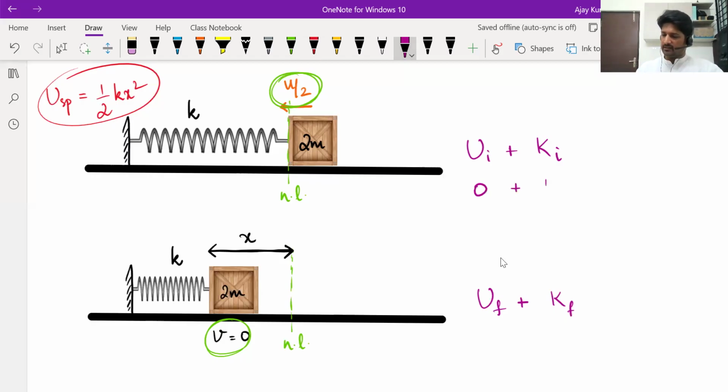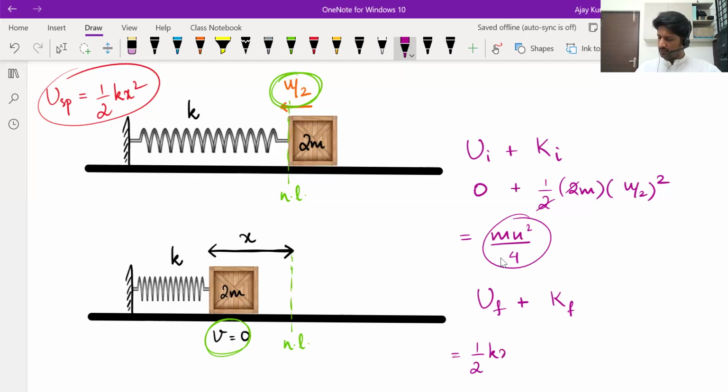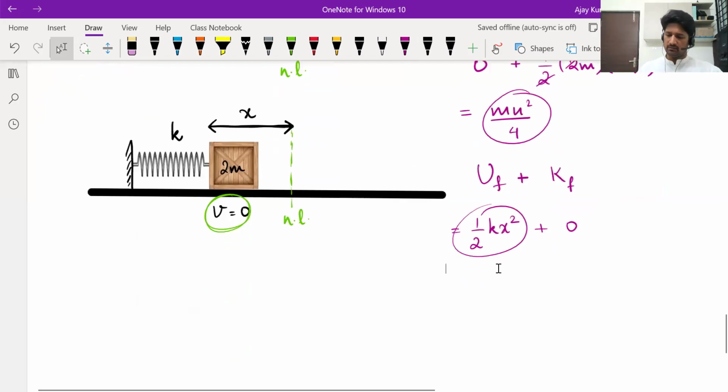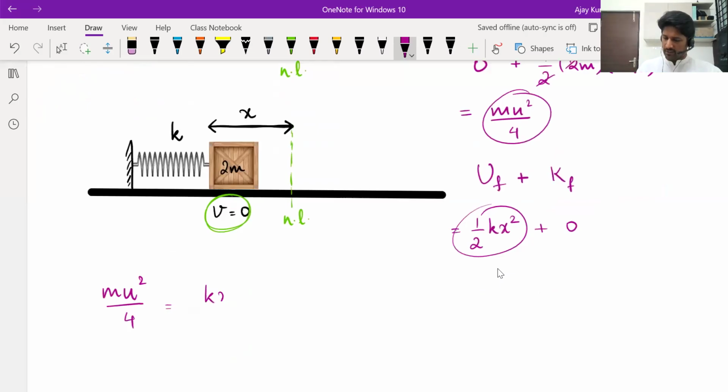And the block had kinetic energy, half into its mass 2m. You need to be very careful. Speed is u by 2 and you square it. So the total initial mechanical energy becomes mu square by 4. Finally, the spring is compressed by some extent, so the spring's potential energy will be half kx square. We don't know x. But the block has come to rest finally, so the final mechanical energy will be half kx square. Now we just need to equate this. Initial mechanical energy is equal to final mechanical energy. Therefore, mu square by 4 is equal to kx square by 2.